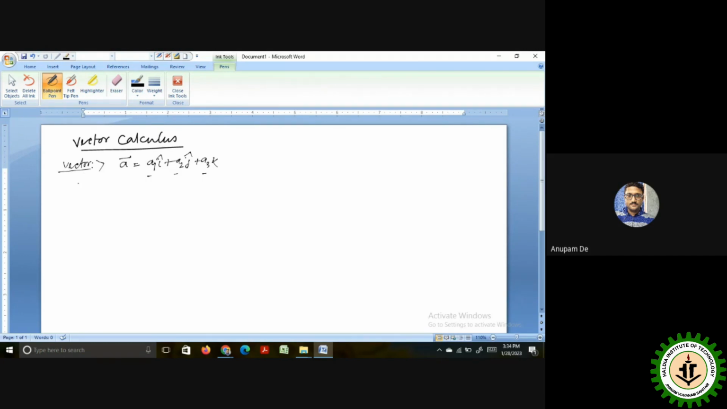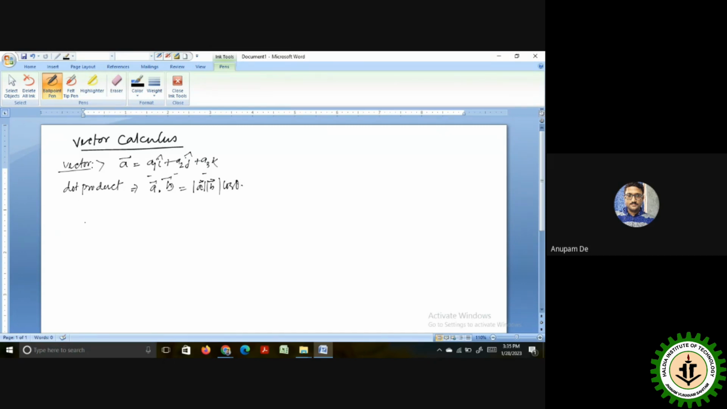Now, along with that, what have you learned? You have learned the dot product. What do you mean by dot product? If you have two vectors a and b, then the dot product a dot b is equal to mod a into mod b into cos theta. That you have learned.